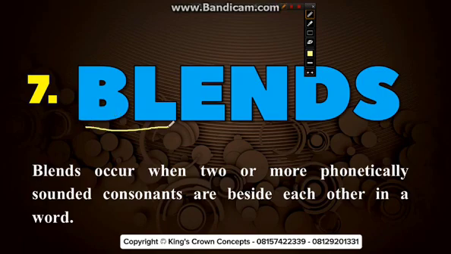Blend. And we have this. So these are the examples of where 2 or more phonetically sounded consonants are beside each other. When I talk about phonetically sounded, that means when you pronounce them, when you are reading that word, you will hear the individual sounds of the alphabet that make up that word. That's why they are all phonetically sounded.